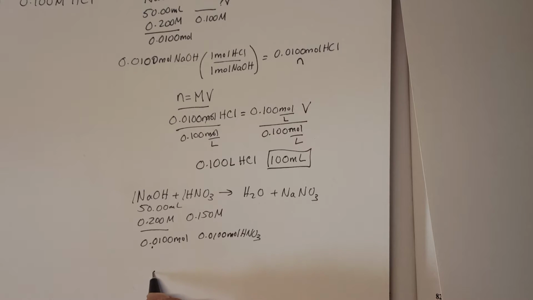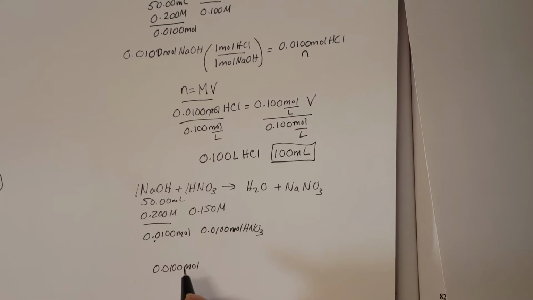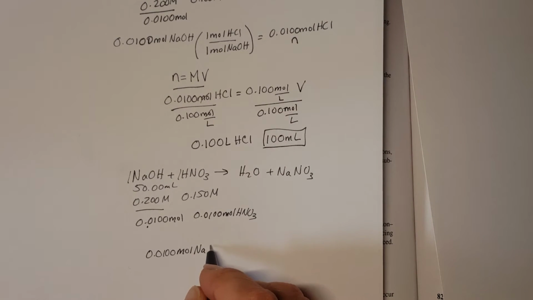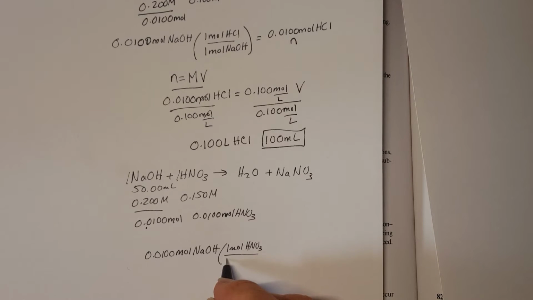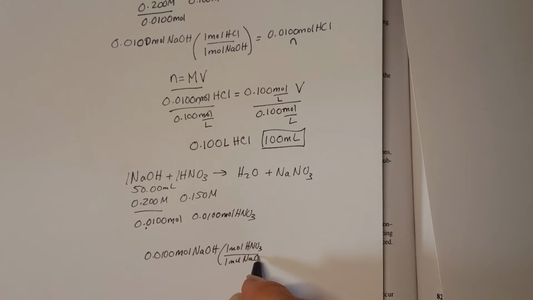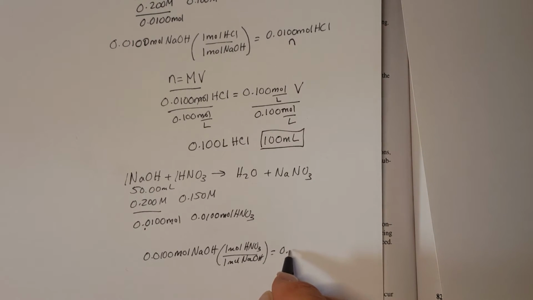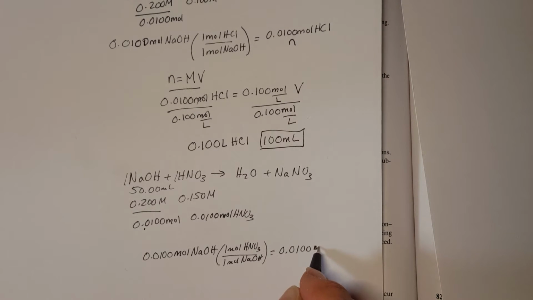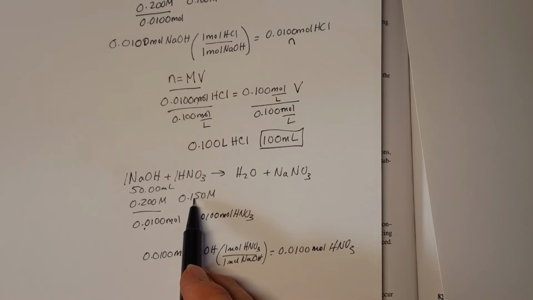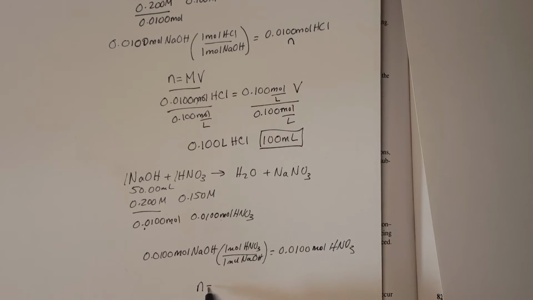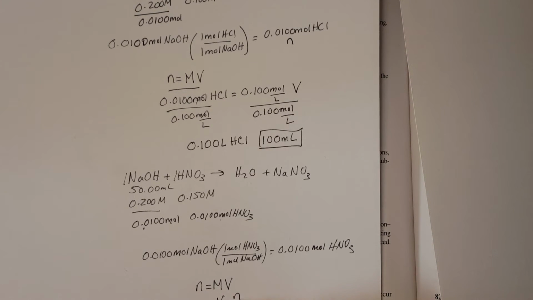Right? If we did it in stoichiometry, we would say this many moles of NaOH times 1 mole of nitric acid for every 1 mole of NaOH from the balanced chemical reaction means I need 0.0100 moles of nitric acid. And since I know the volume and I know the moles, we know that the number of moles is equal to the molarity times the volume. So the volume is equal to the number of moles divided by the molarity.